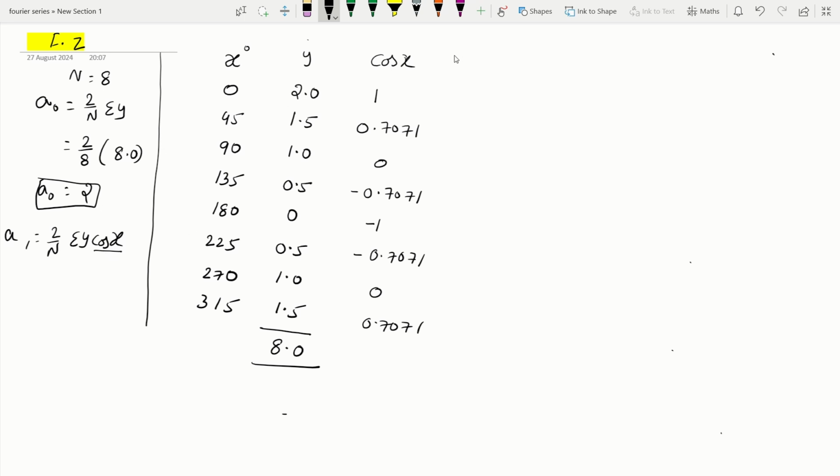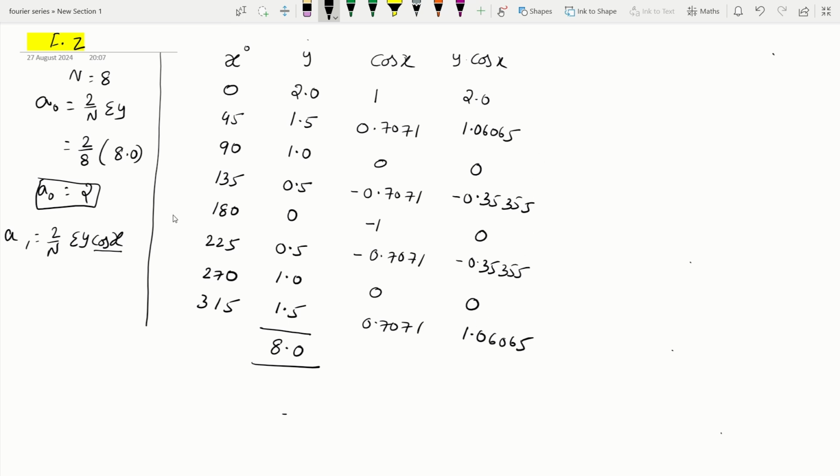We calculated cos x, but it is multiplied with y, so one more column is required: y into cos x. Now see, 2.0 into 1 is 2.0. 1.5 into 0.7071 is 1.06065. Then 0 into anything is 0. Then minus 0.35355. Then again 0. Then minus 0.35355. 0 into anything is 0. And then 1.06065.